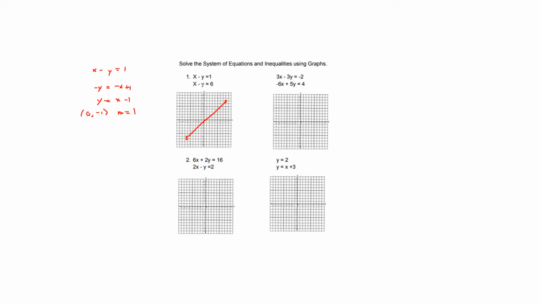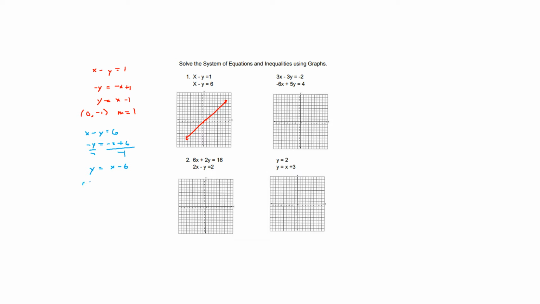Okay. And for our next equation in this problem, x minus y equals 6. Just like this one, put it into slope-intercept form, makes your life so much easier. So move the x over onto the other side. So negative y equals negative x plus 6. Then divide both sides by negative 1. So y equals x minus 6.